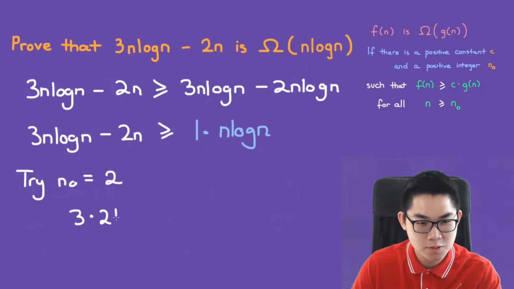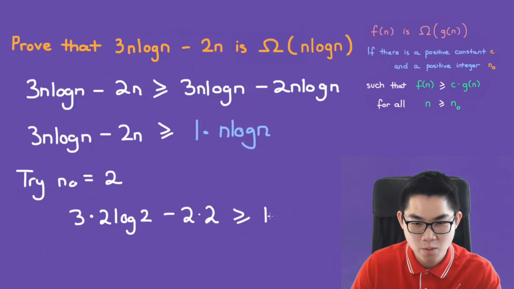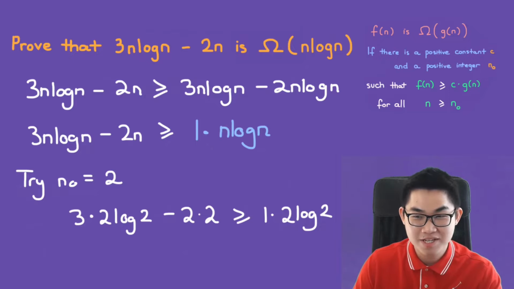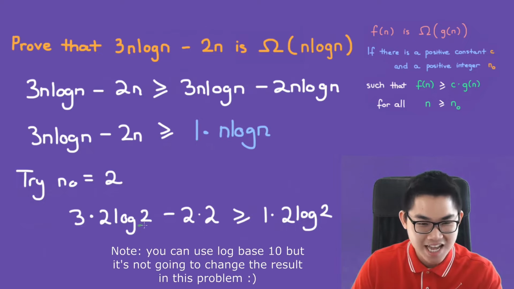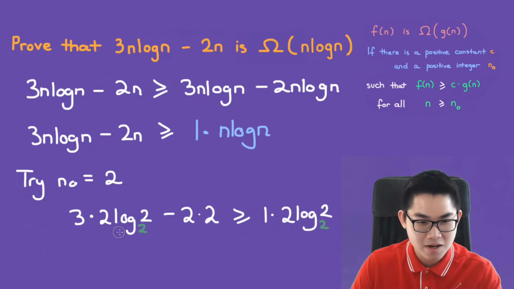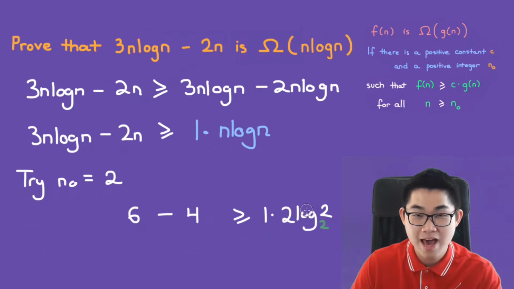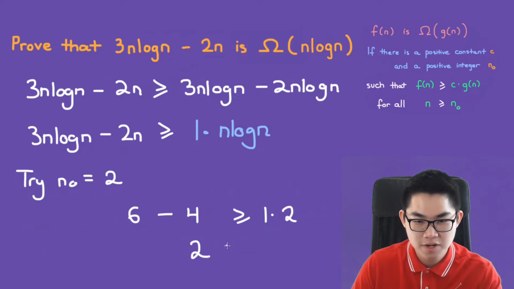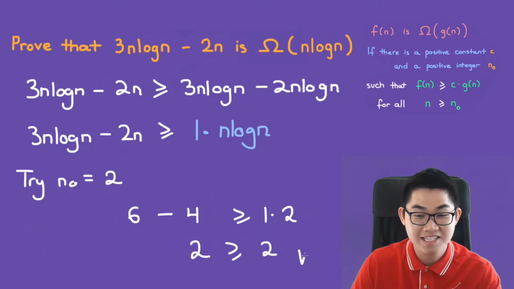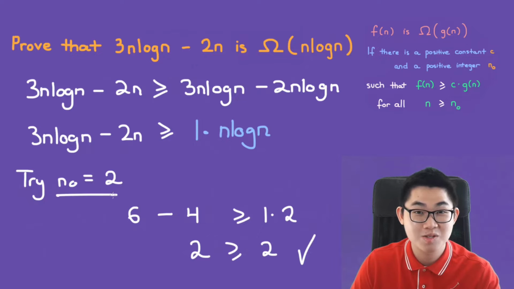3 times 2 log of 2 minus 2 times 2. Is this greater than or equal to 1 times 2 log of 2? Well, in computer science, when we say log, right, we actually mean log base 2. That's just how it is in computer science. Log base 2 of 2 is 1, and 1 times 2 is 2, and 2 times 3 is 6. Over here we have minus 4, and over here we will have 2. So we have 2 is greater than or equal to 2. And this inequality is true when n naught is equal to 2.